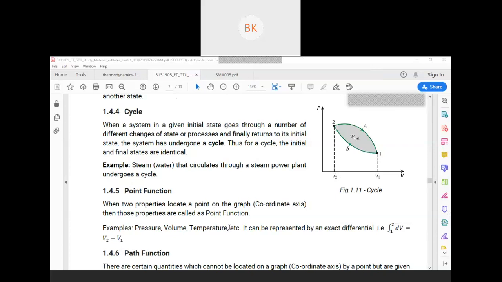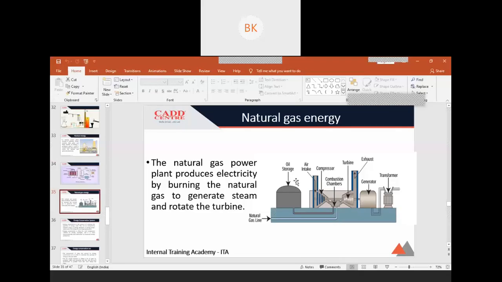Now here we will consider an example so that you will be able to understand exactly what happens. The steam or water that circulates through the steam power plant undergoes a cycle. Now this concept may not be understood by reading here, so for that I'll go again to that PPT so you will be able to understand.